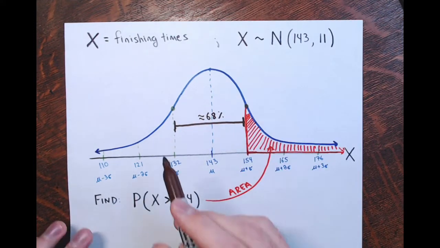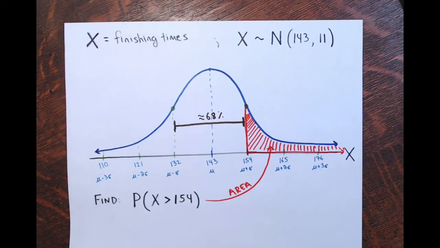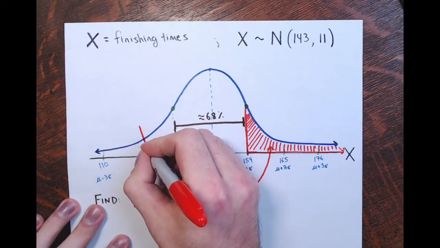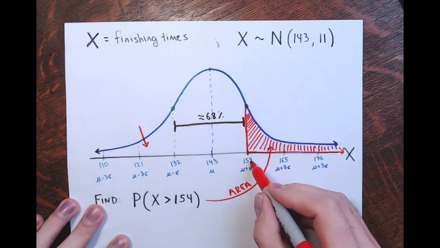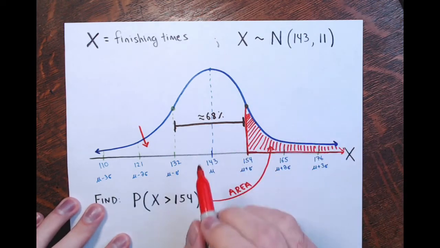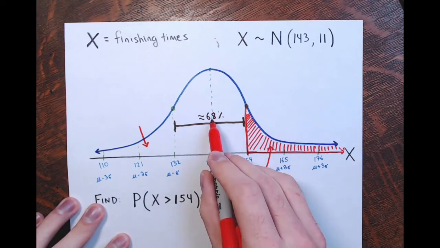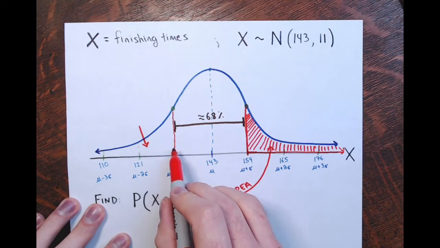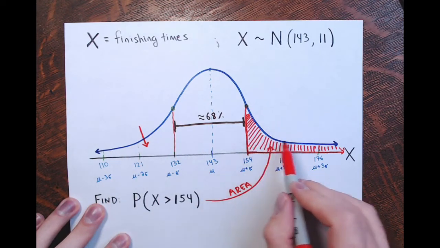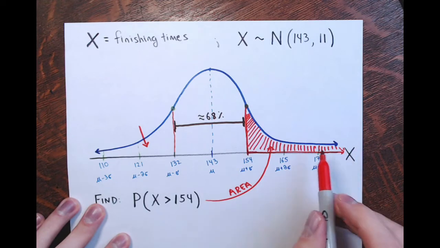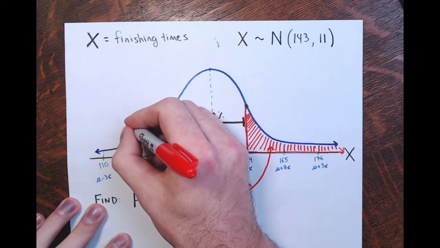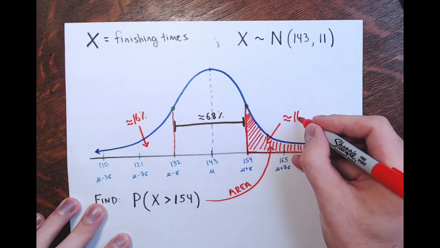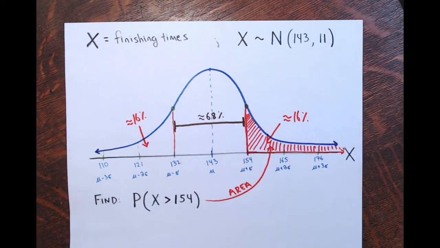Meaning that the area over here to the left, from mu minus sigma, from 132 to the left, and from 154 to the right, those have to add up to 32%, right? Because 68 plus 32 would be 100%. So the area to the left of 132 and the area to the right of 154 have to be 32%, meaning that this is approximately 16% over here, and that means that this is approximately 16% over here as well, to make a total of 100%.